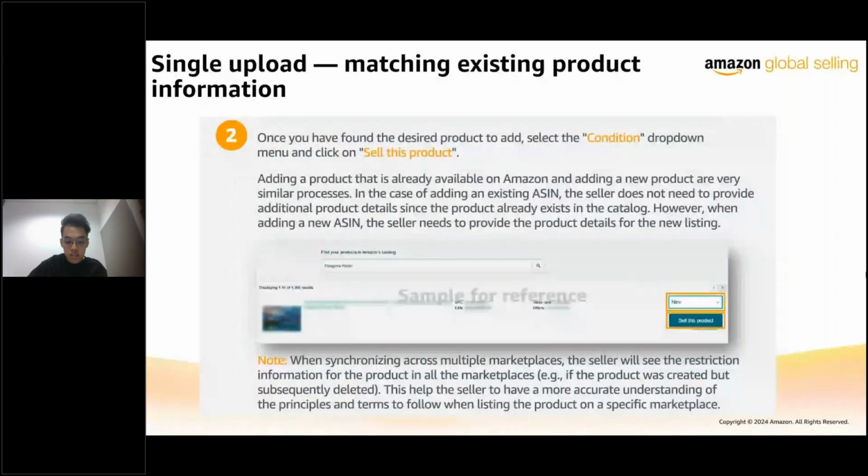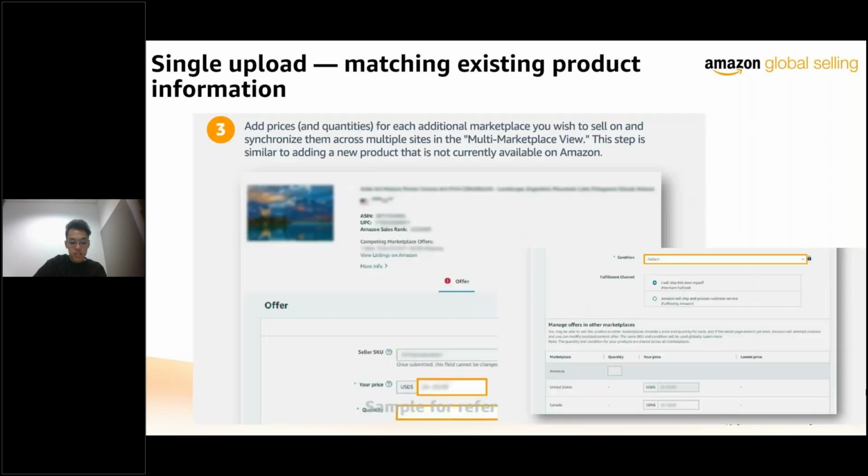So condition depends on whether you're selling a new product on Amazon. Once you paste it here, it appears. Under condition put new and click sell this product. Then for this, it's relatively simple. Just put your condition, your SKU, your price and your quantity, whether you ship by FBA or a fulfilled channel. Then actually you are done already.